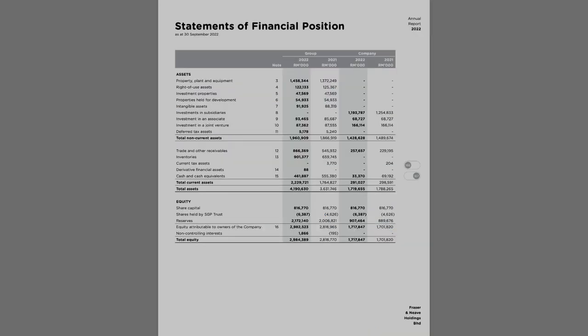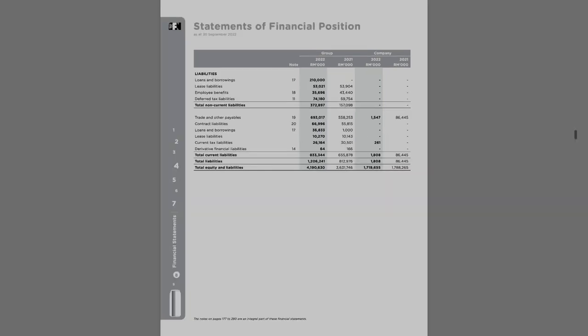Moving on to our next chosen company, which is FNN. This is the statement of financial position of FNN. The total current asset is 2,229,721 ringgit. The total equity is 2,984,389 ringgit. And the total current liabilities is 833,344 ringgit.